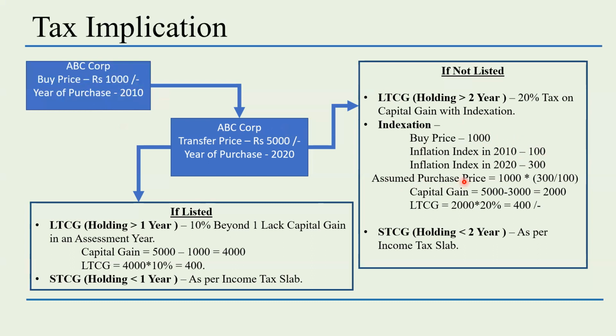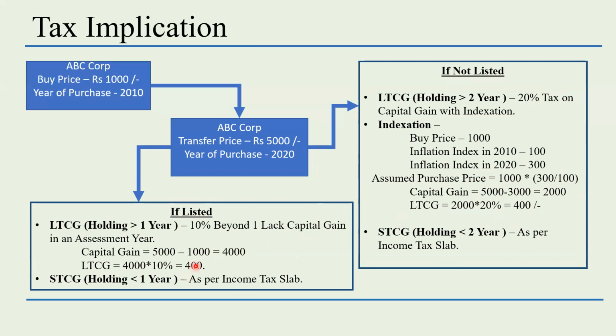So the assumed purchase price equals the original purchase price of 1,000 into the inflation index in 2020 divided by 2010, that is 300 by 100. So 1,000 into 3, that is 3,000, will be your purchase price. So how is the capital gain calculated? 5,000 minus the assumed purchase price of 3,000. So your capital gain has drastically reduced from 4,000 to 2,000. And your long-term capital gain is taxed at 20% with indexation. So with indexation, your capital gain is 2,000, so you are taxed 400 rupees.